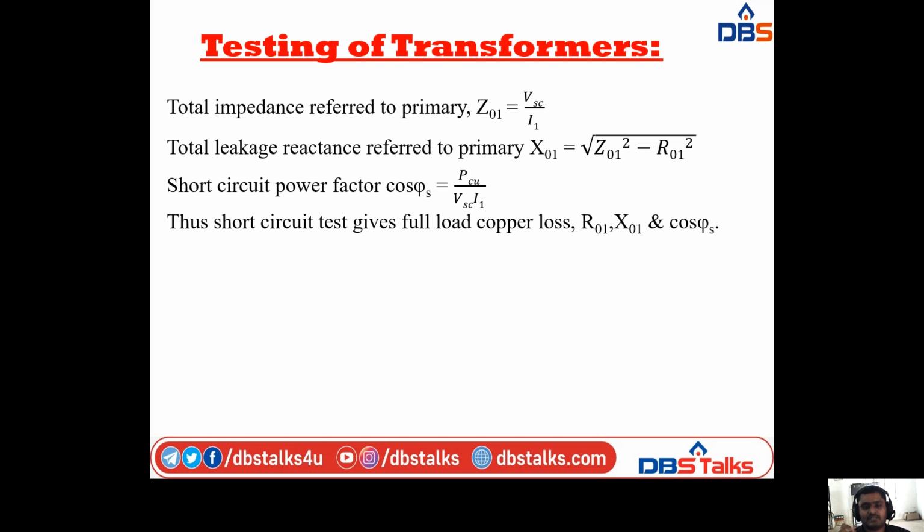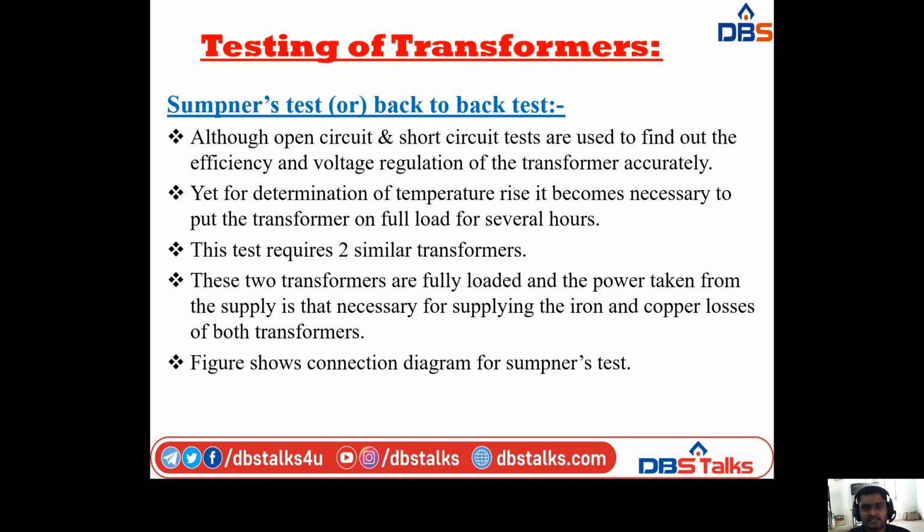The short circuit power factor, cos phi_S, is equal to the copper loss divided by V_SC into I1. Thus the short circuit test gives the full load copper loss P_Cu, R01, X01, and cos phi_S. This is the explanation for the short circuit test. Coming to the last test, Sumpner's test, this is also called the back-to-back test.